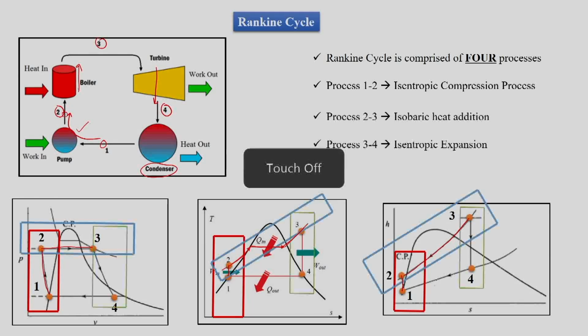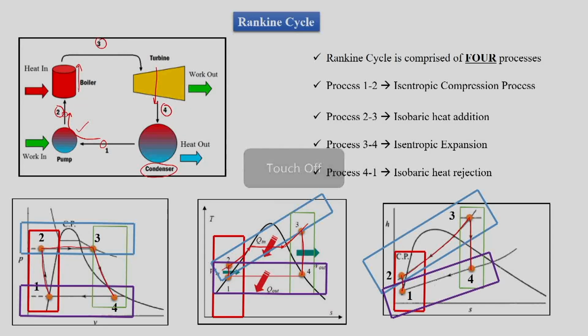Then we have process 3 to 4, which is isentropic expansion, where volume increases and pressure decreases. This process is like this in the PV diagram. It is a vertical line in the TS diagram, and again a vertical line in the HS diagram. And then we have process 4 to 1, which is isobaric heat rejection. Pressure is constant in the condenser, so it is a horizontal line in the PV diagram. It is again a horizontal line in the TS diagram, but it is an inclined, curved line in the HS diagram.